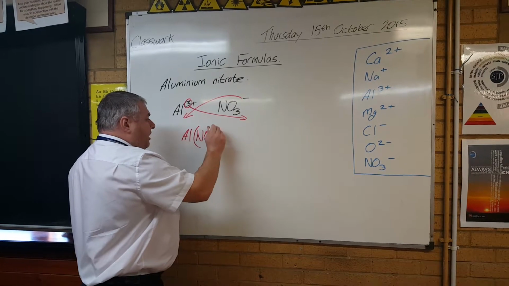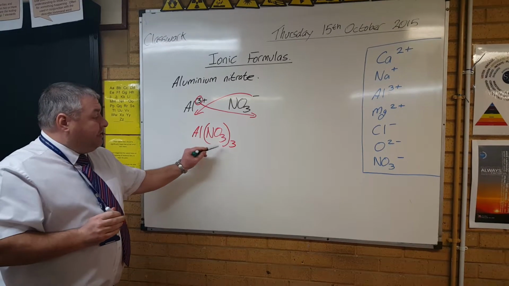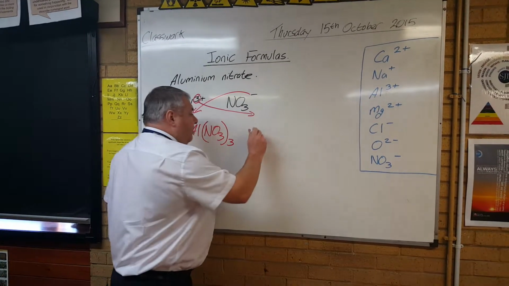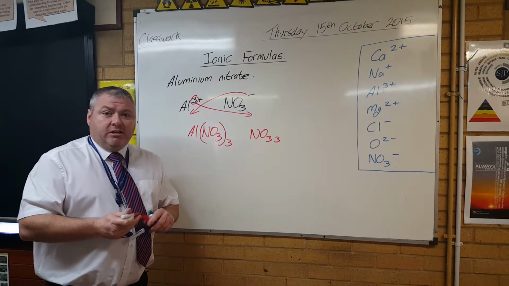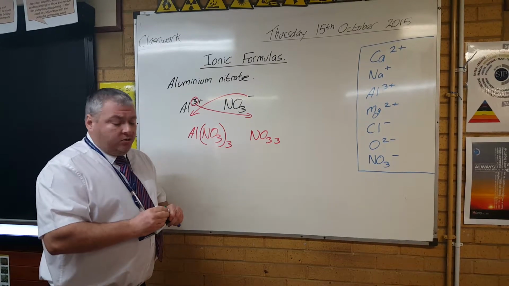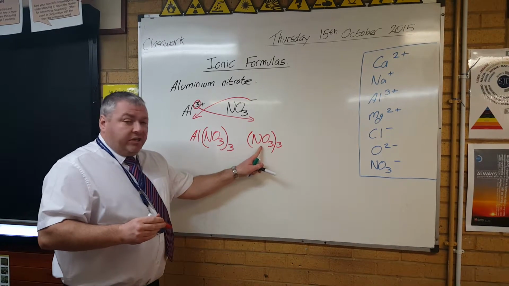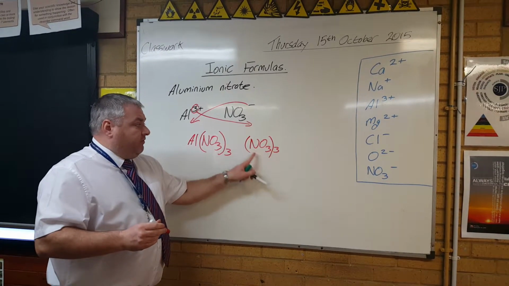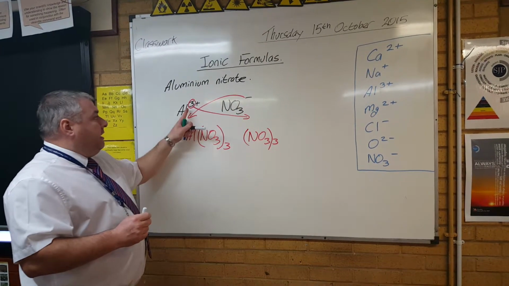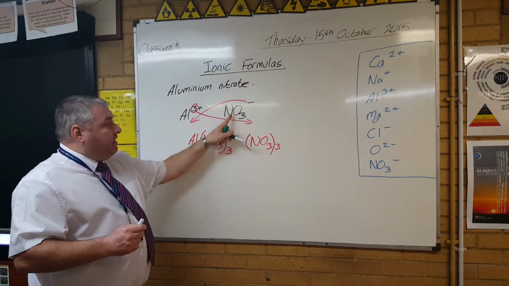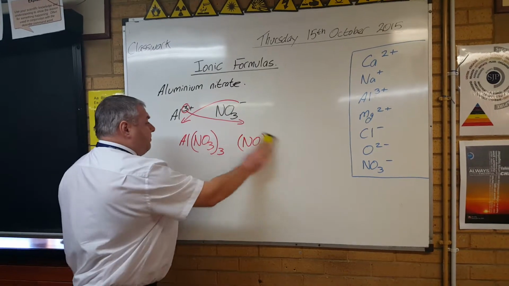Now, to do this, we need to put a bracket round it, okay, to show the 3 like that. Because if we didn't, what we would have is NO3 and then another 3, which looks like NO33, which obviously does not exist, okay? So the reason why we put the brackets in is because we're trying to show that there's 3 nitrate ions required, okay? So 3 of everything in the brackets, which makes sense because the nitrate is a 1- ion, aluminium is 3+, so we need 3 nitrate ions to counteract that positive 3+ charge of the aluminium.